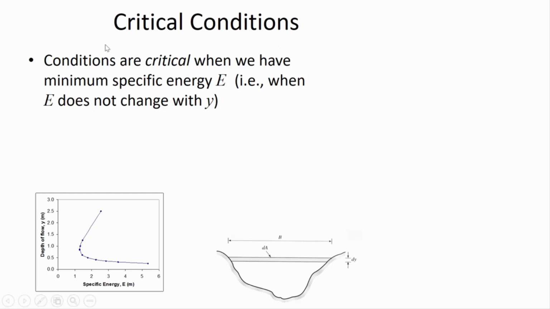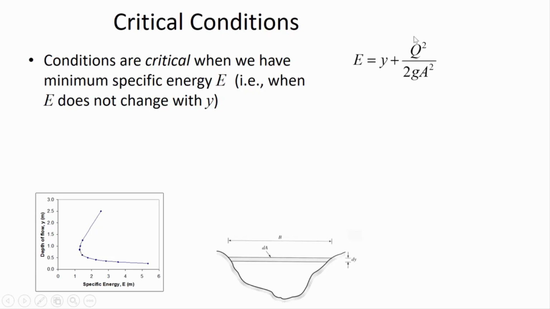Critical conditions, remember, correspond to the minimum amount of energy to convey a certain flow rate through a channel. And so it's where you have minimum specific energy. That means that if you look at this curve, there isn't any slope when you're at the minimum point. It's the vertical, completely vertical conditions. It's not sloped sideways like in the subcritical zone or in the supercritical zone.